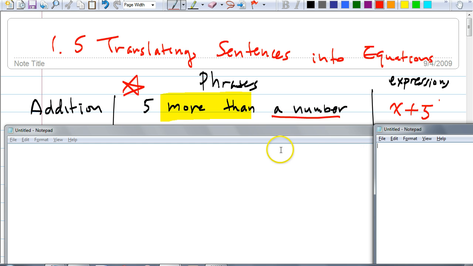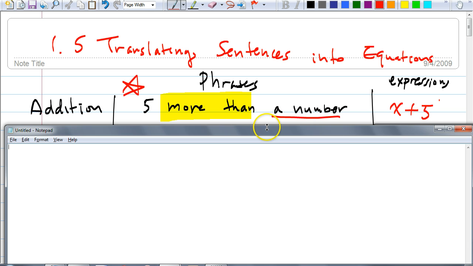Okay. Question? We'll get there in a minute. Very good. So somebody said, what if it's less than? Well, that's not talking about addition, right? So let's talk about all the phrases that talk about addition, and we'll get there. Very good. You are correct.